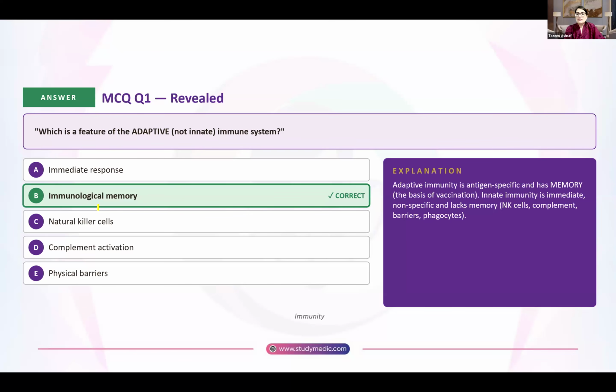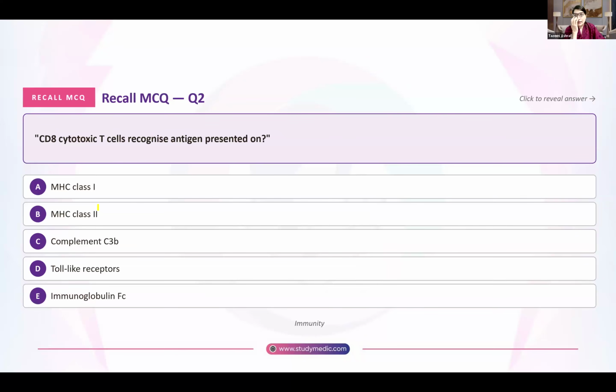Adaptive immunity is antigen specific and it has memory. That is the basis of vaccination. Why are we giving the vaccination? Because the memory is there. That should be kept in mind. Innate immunity is immediate, non-specific, and lacks memory: natural killer cells, complement, barriers, phagocytes. Adaptive is the one having memory, and this is an exam tested question as well.